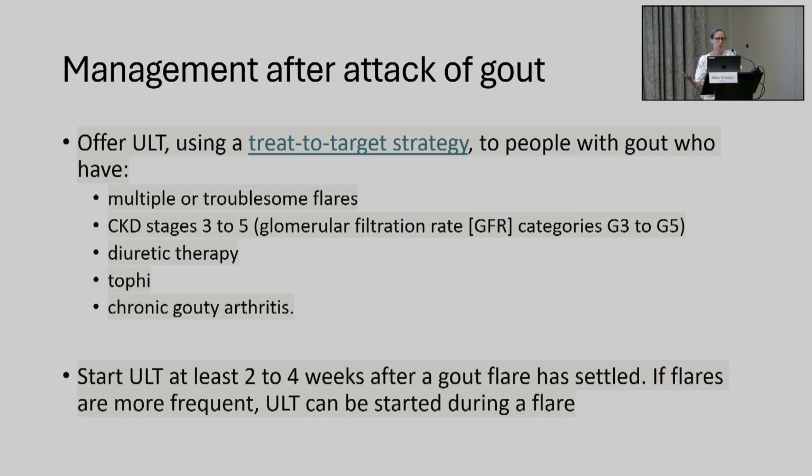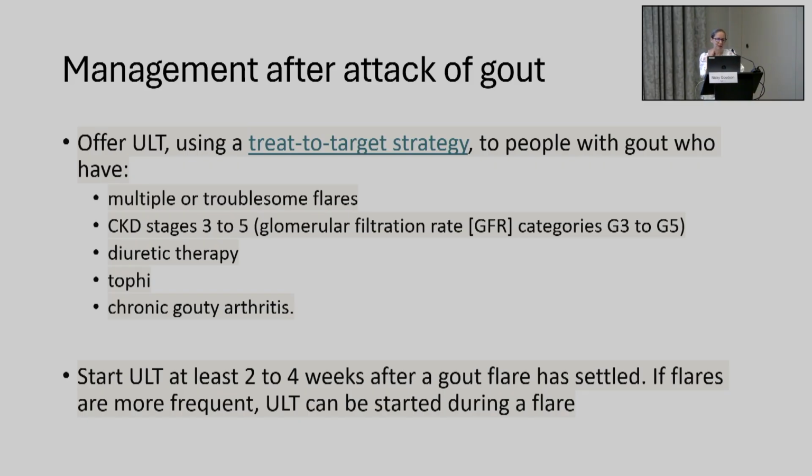So, when do you start urate-lowering therapy? I think that's always the challenge, isn't it? We would recommend urate-lowering therapy for people who have gout, who have multiple or troublesome flares. And I would say if your first attack has brought you into hospital, that's a troublesome flare. And I would always try and encourage the patient to take urate-lowering therapy at that stage. If a patient's got chronic kidney disease, is on diuretic therapy that can't be stopped, or if they have a chronic gouty arthritis with tophi, they should start urate-lowering therapy to protect their joints.